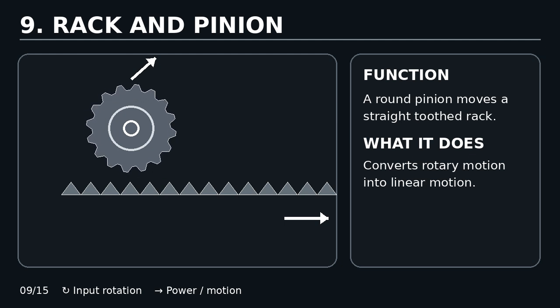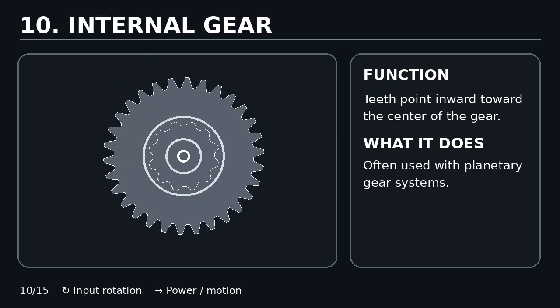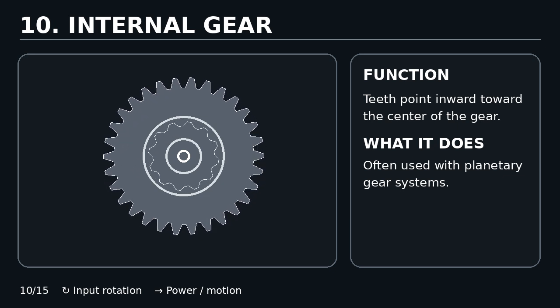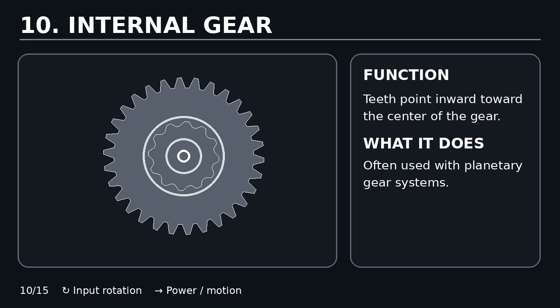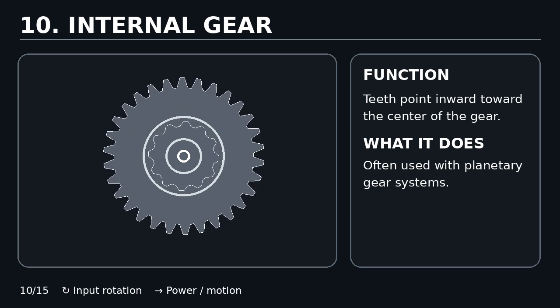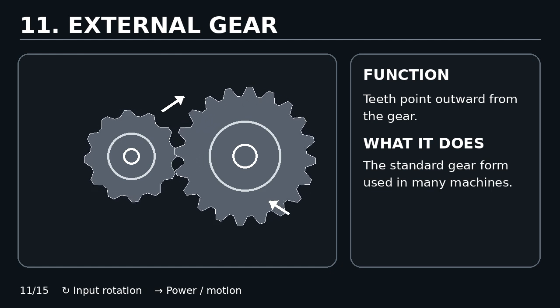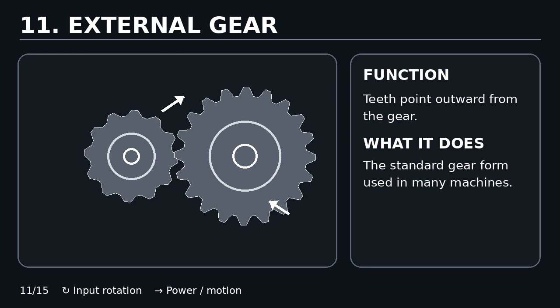An internal gear has teeth cut on its inside surface. It meshes with an external gear and is an important part of many planetary gear systems. An external gear has teeth on its outside diameter. Two external gears mesh together to transfer rotation, with opposite directions of rotation.